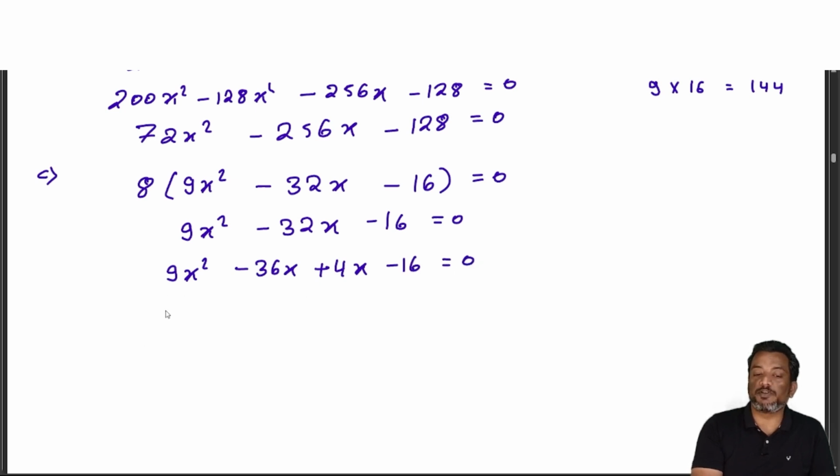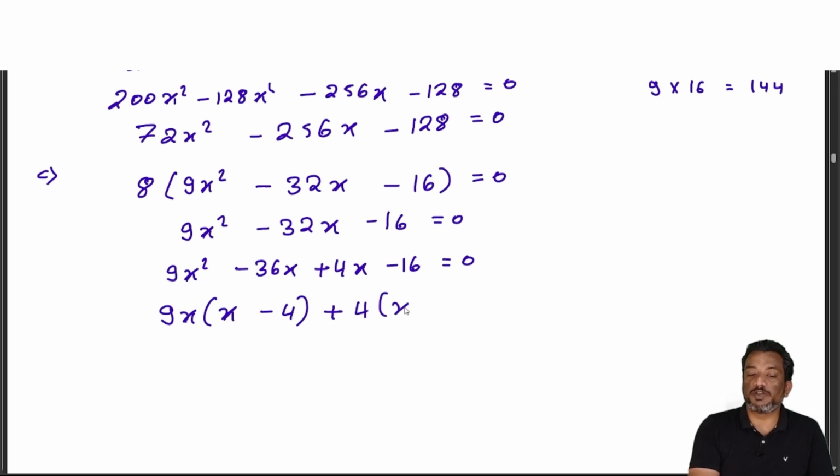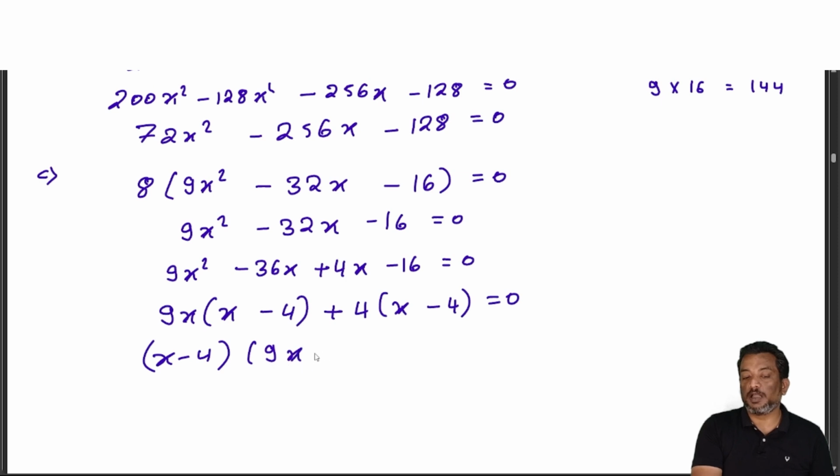You can see in the first two terms, 9x is common, so we can take 9x common. How much will you be left with? x minus 4. Same with the next two, you can take 4 common. How much will you be left with? x minus 4. So x minus 4 is now common, and you can take x minus 4 common and 9x plus 4, is equal to 0. So you can say x minus 4 is equal to 0, so x is equal to 4.